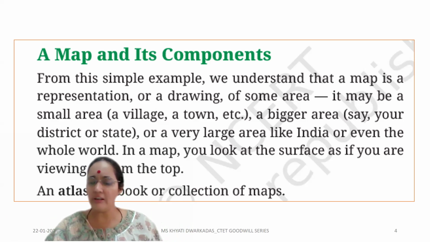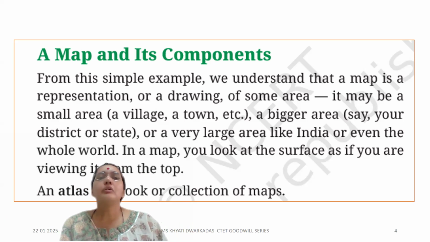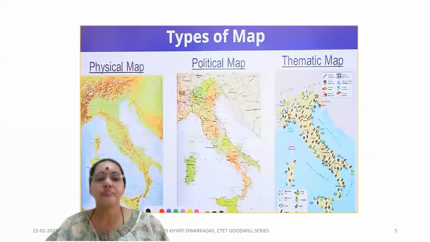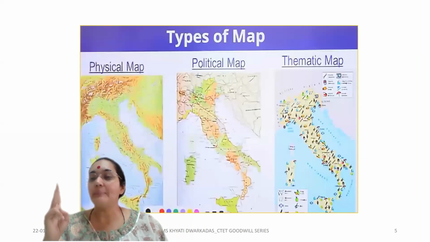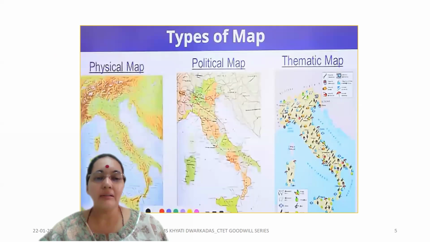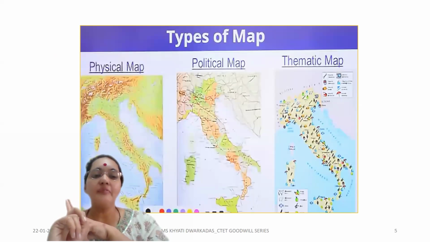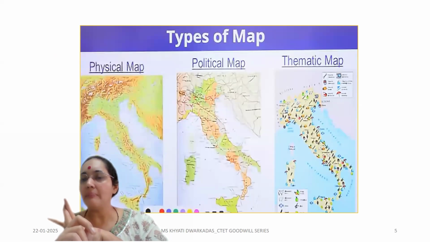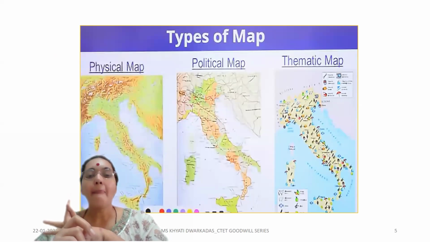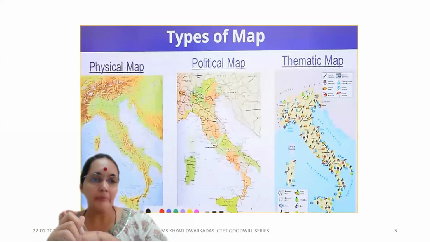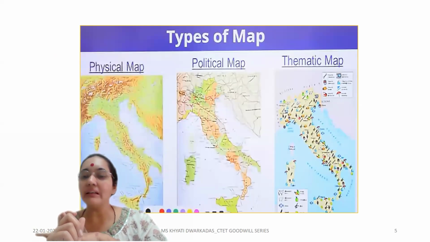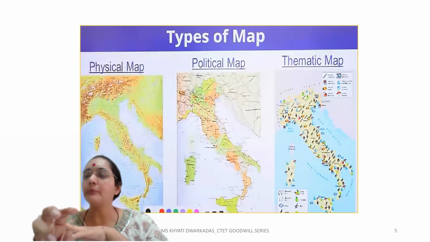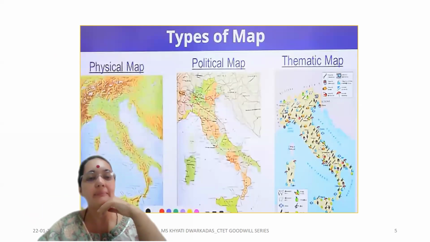So you would have noted down this much. Moving ahead, we have three types of maps that we look at. Number one, we have a physical map. Number two is a political map. And number three is a thematic map. And you can see all three kinds of maps here. However, we will also be looking at them slightly more in detail as I explain them.